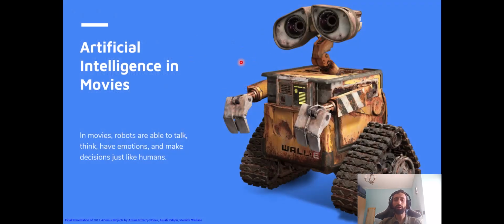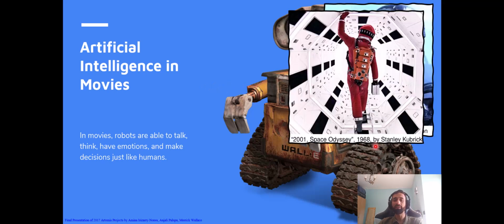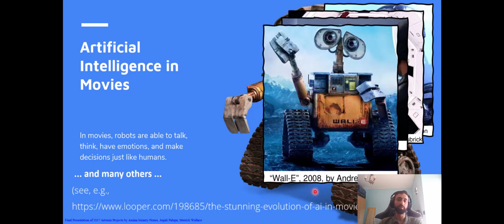Well, you may have already seen artificial intelligence in fiction, especially in movies. Some of them that I like: Terminator, Space Odyssey, iRobot, and Wall-E. What's common in all these movies is that they're trying to depict a robot which is trying to act like a human, trying to solve the problems and assist humans in their daily lives.